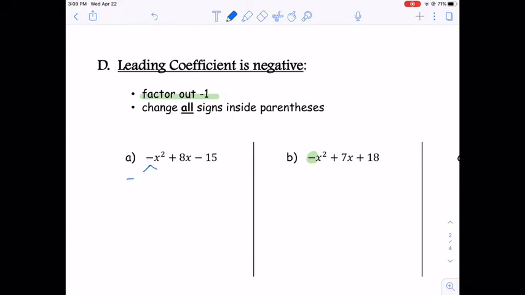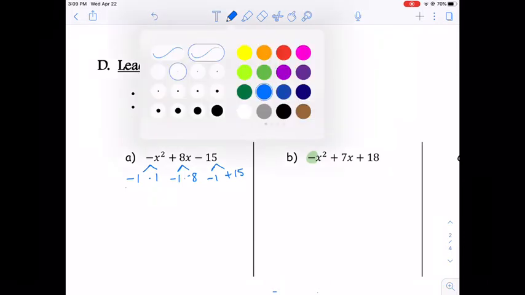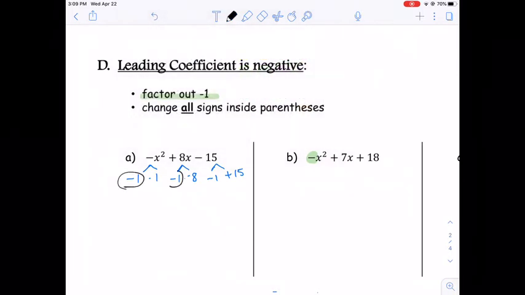Think of it as negative 1 times a positive 1 gives me that negative 1 up there as a coefficient. This one is a negative 1 times a negative 8 in order to get a positive 8. And this one's a negative 1 times a positive 15 to get that negative 15. So if I factor out the negative 1 out of all three of those terms, that's going to come outside my parentheses. Then what am I left with?